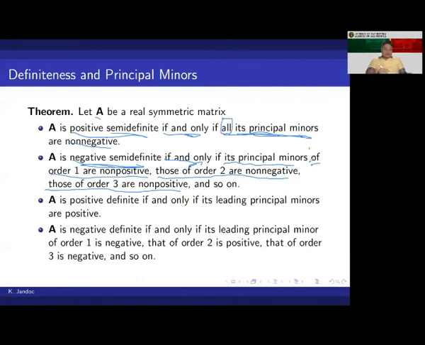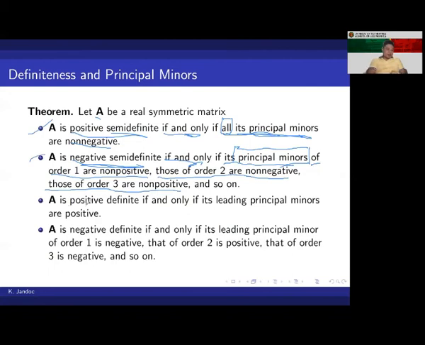Again, what's a principal minor? A principal minor is simply the determinant of the principal submatrix. The method by which we find them was discussed just previously. So that's positive semi-definite and negative semi-definite.